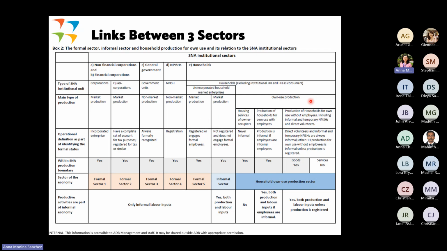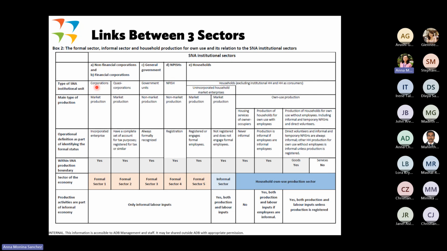Okay, so for own use production, those who provide housing services for owner occupiers are never informal. For the production of households for own use with employees, production is informal only if the employees are informal employees. Okay, and we have direct volunteers and temporary NPISH as well. So all of these groups, except for this last one, are within the SNA production boundary.